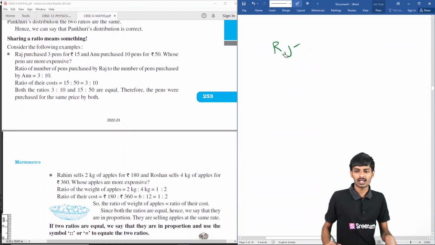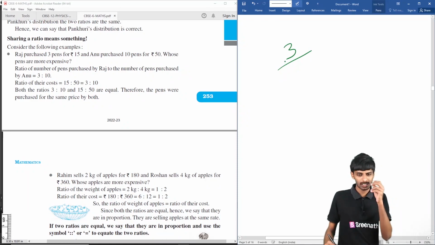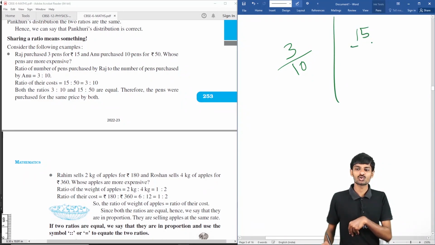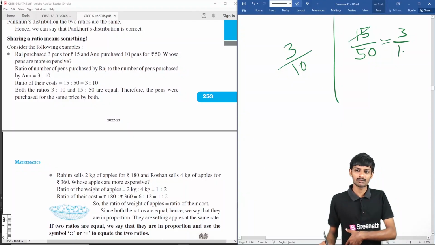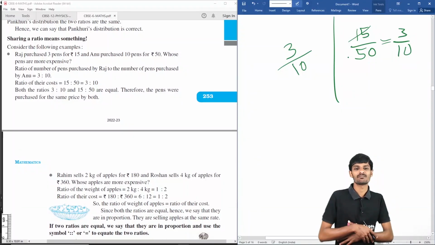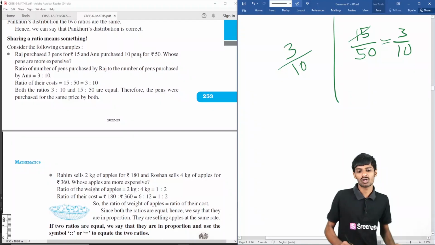The number of pens purchased by Raj is 3 and the number of pens purchased by Anu is 10. It is a ratio of 3:10. And money paid by Raj is 15 and money paid by Anu is 50. If you see in the 5 table, it cancels out 3 times; in the table it is 10. So both ratios are the same. We call them as being in the ratio.